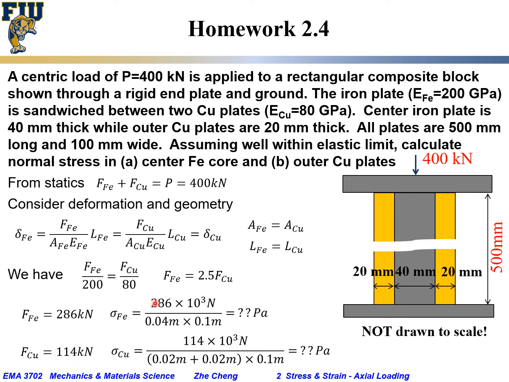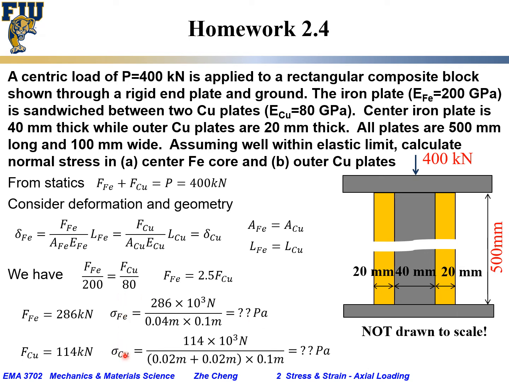So as a result, the normal stress would be the normal internal force divided by the normal cross-section area. For iron it would be 286 times 10 to the power 3 Newton, and the area for the iron would be 40 millimeter, which is 0.04 meter, times the other direction. The cross section must be perpendicular to this line, so it's not 40 millimeter times 500 millimeter. It is 40 millimeter times the other dimension, which is 100 millimeter wide or 0.1 meter. And then you will get the internal normal stress within Fe.